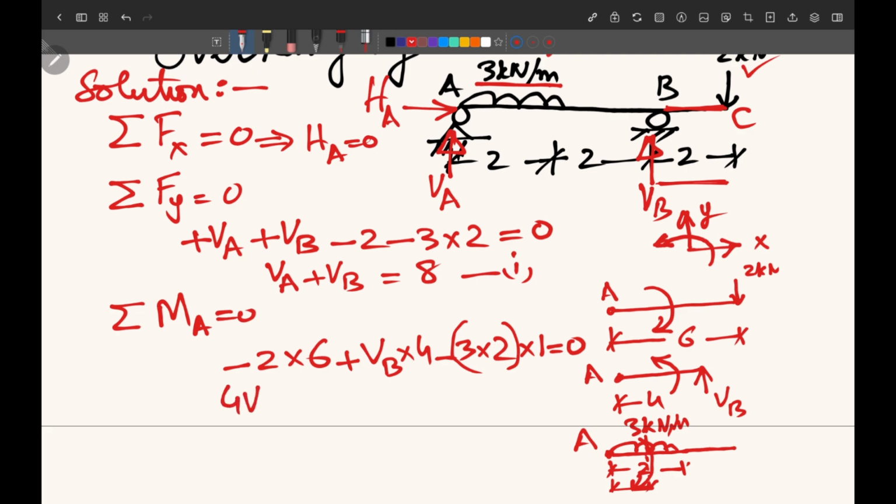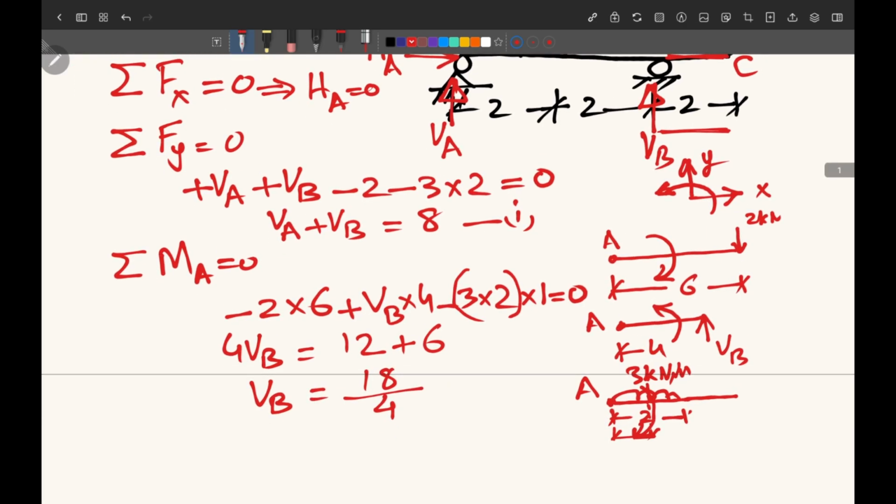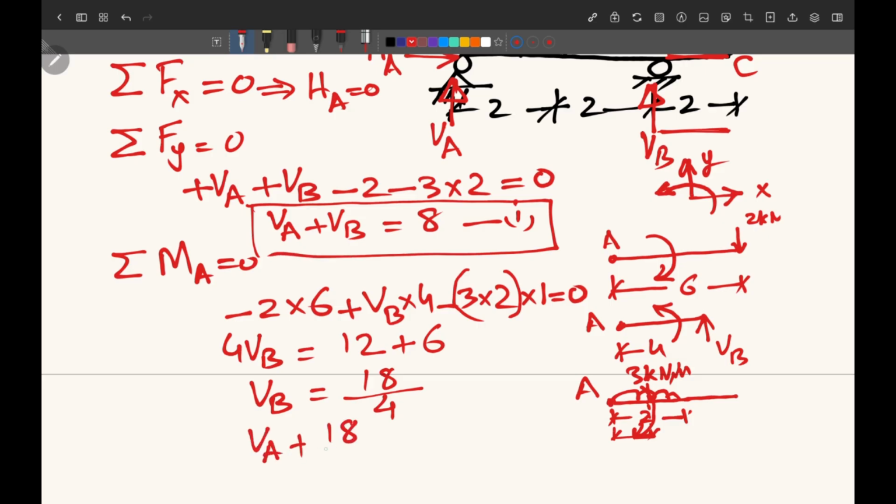Now we can say that 4 VB is equal to 6 into 2, that is 12 on this side, and 3 into 2, it also comes here, 6. So we can say that VB is equal to 18 upon 4. Once we get the value of VB, we can easily calculate VA by substituting the values here in this equation. So VA plus 18 upon 4 is equal to 8.